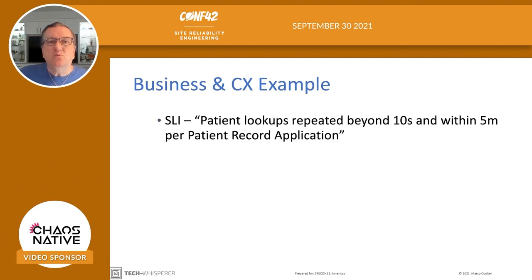Repeated record lookups were our sign that we weren't meeting those instinctive expectations for the people in the ward, and soon they would be calling us to complain. So we coded a repeat counter into our patient record application. Now, why did we set up beyond 10 seconds in there as part of the measure?